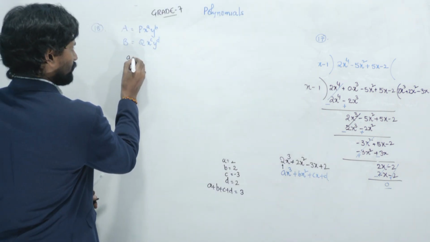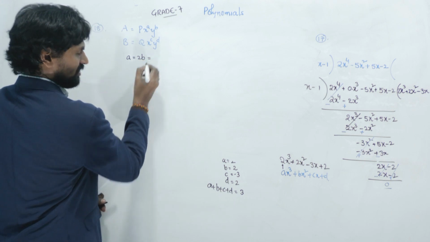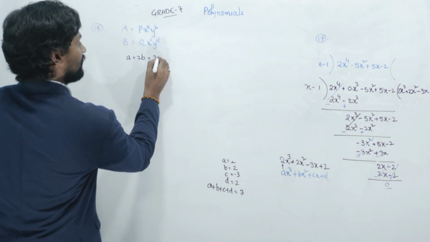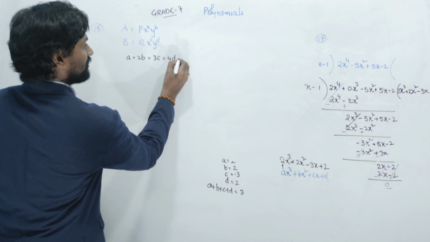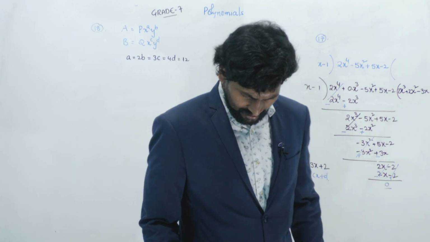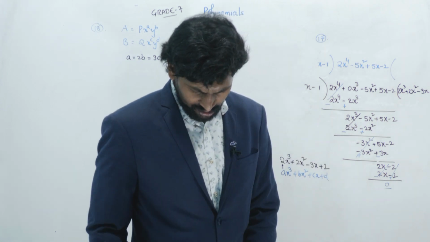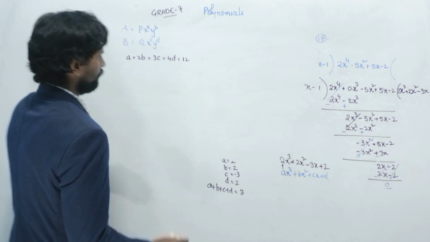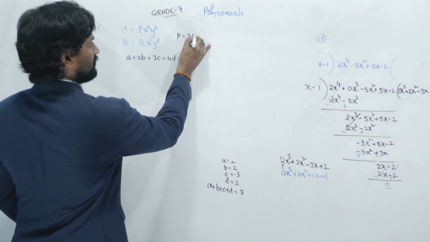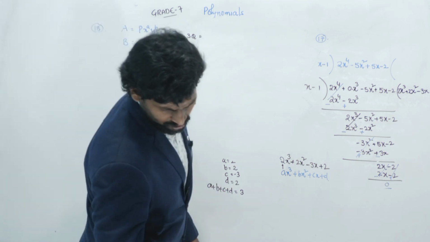Small a is equal to 2b, that is equal to 3c, that is equal to 4d, and that is equal to 12. Then P is equal to 3Q is equal to 12, and also given here, I'm writing P is equal to 3Q, that is equal to 12.